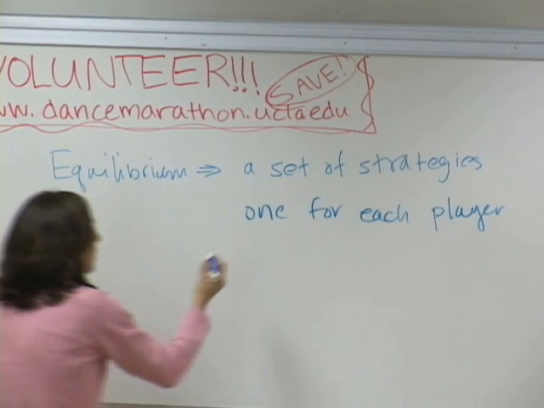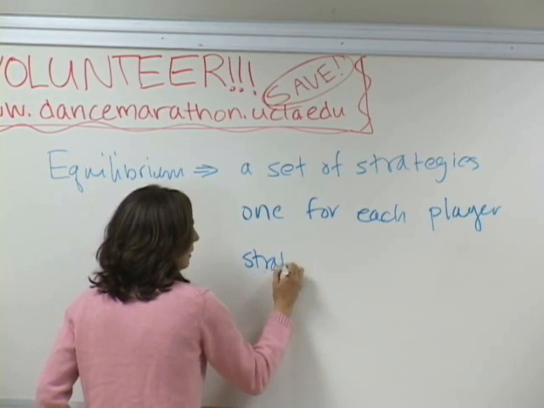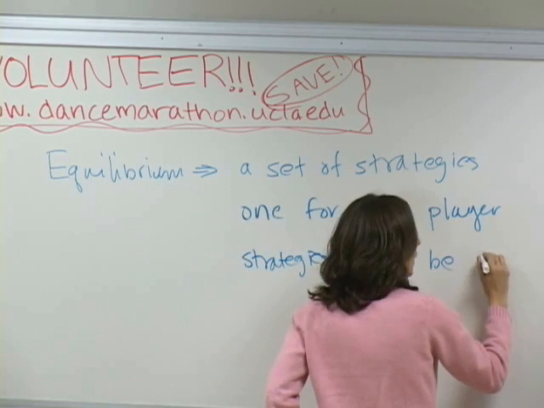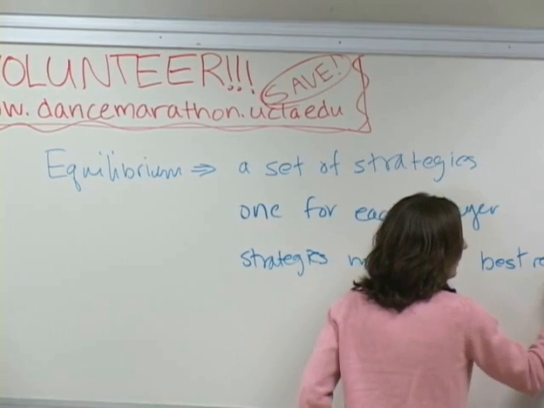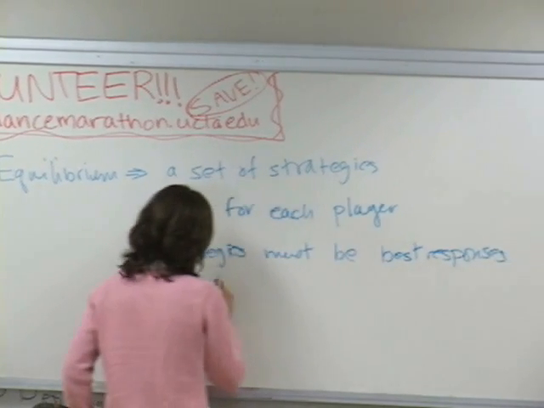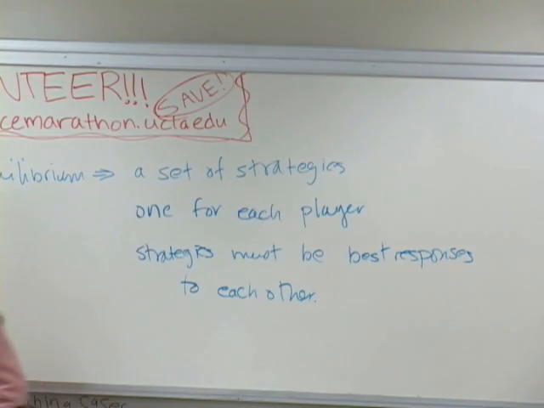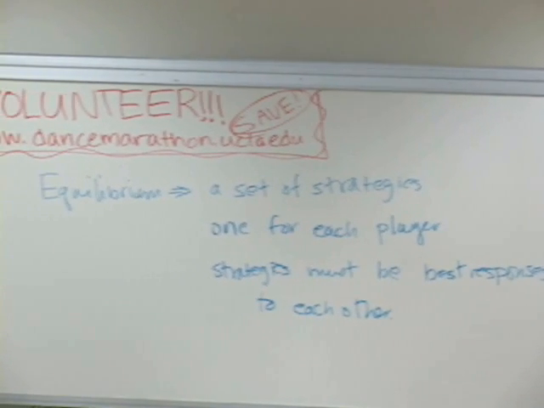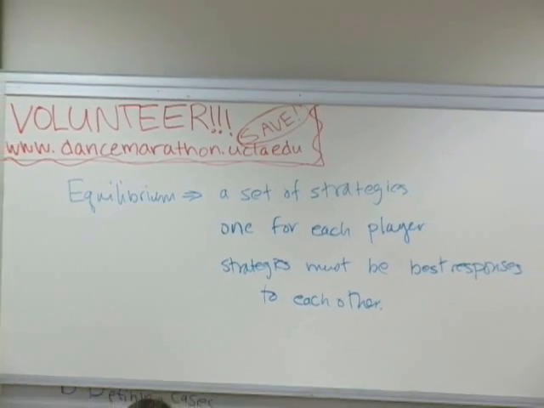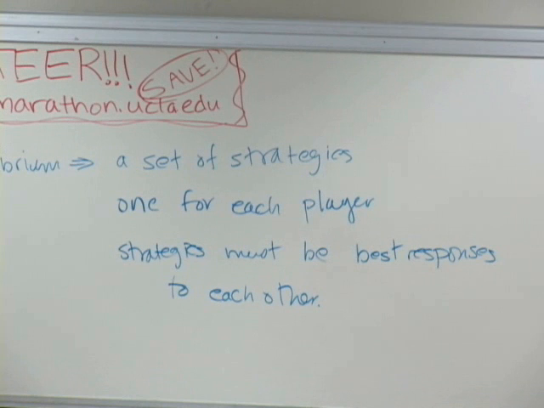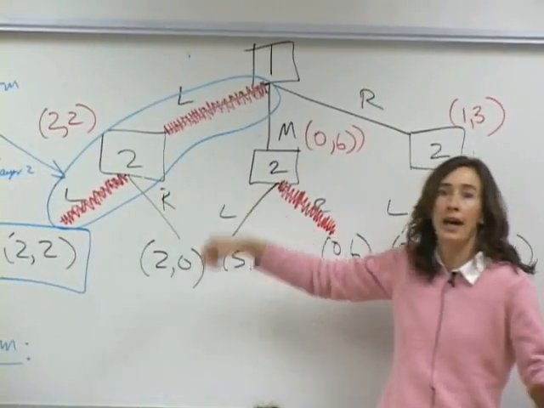Can they be any old strategies? No. The strategies must be, I'm going to write best responses. I'll say some more about that. Best responses to each other. What that means, if you go back to your notes from Tuesday, I talked about this for some time on Tuesday, is that given one player's strategy, the other player has to be doing the best she can, and the reverse, okay? So given player one's strategy, player two's has to be the best response.